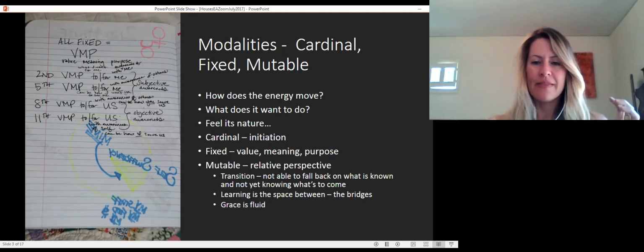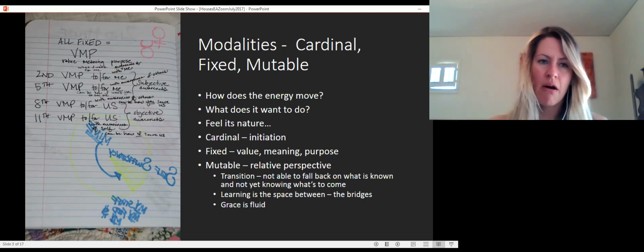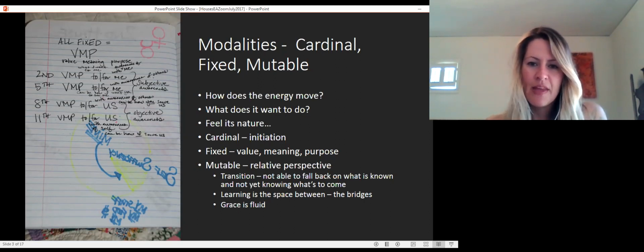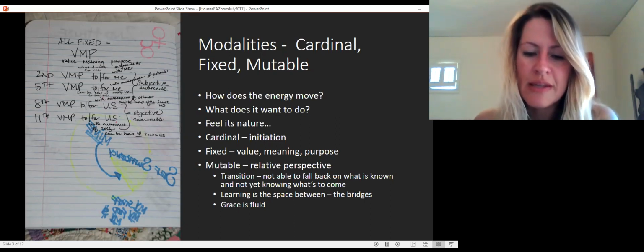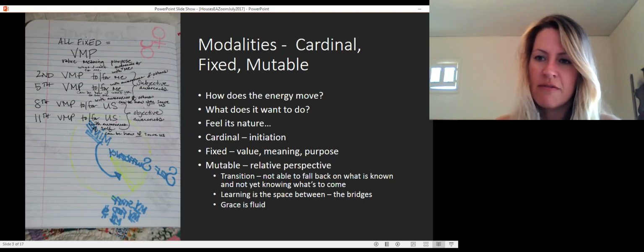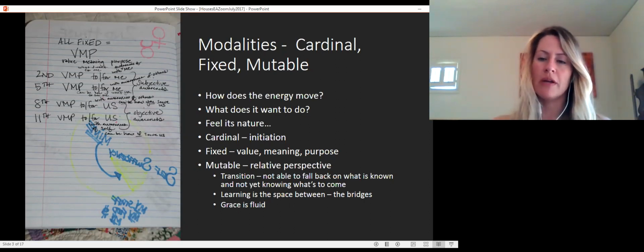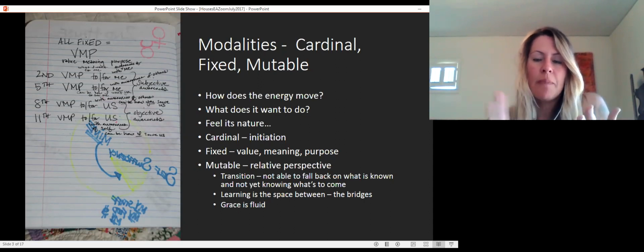And that's partially because these transition times are not very easy, in the sense that we can't fall back on what we already know because a change is happening. But we don't know what's going to come forward. So it really is that, some people use the vision of someone jumping over, log to log in a river or something. It's that place where you're in between starting point and landing point. So mutability is about navigating the space between things.